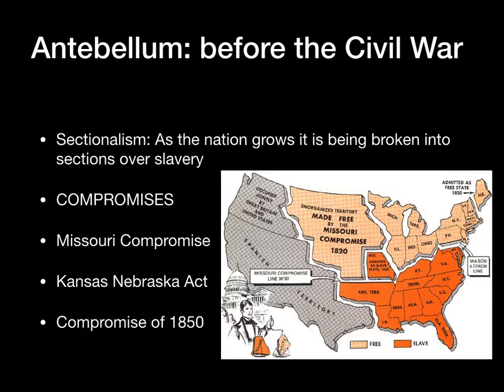Well, that worked out well for a while, okay? But it didn't last forever. Then you're going to have the Kansas-Nebraska Act. The Kansas-Nebraska Act is going to say that the people in Kansas and Nebraska can decide for themselves. It's called popular sovereignty, another term you need to know. Popular sovereignty is when the state is going to go and vote.